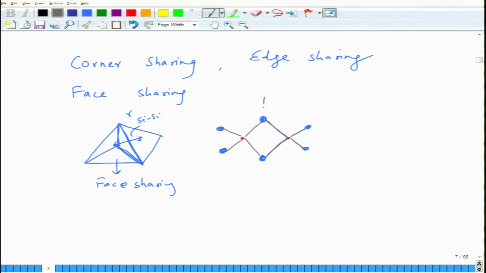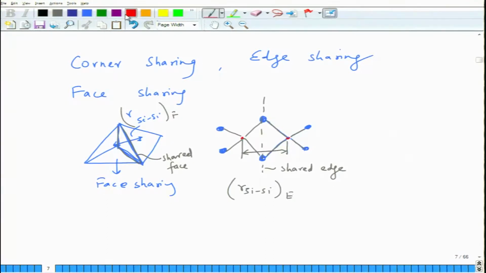In this case this is the shared face, and this is the shared edge. You can see that again there is a distance between these two atoms. So R_Si-Si, this is let us say for the face, and this is for the edge.